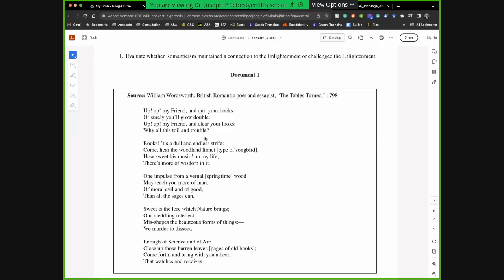I'm looking through the lens of, it's really easy. We already have our categories if you really want to make it simple. But you can add some complexity to it too. So this is by William Wordsworth, British romantic poet and essayist.